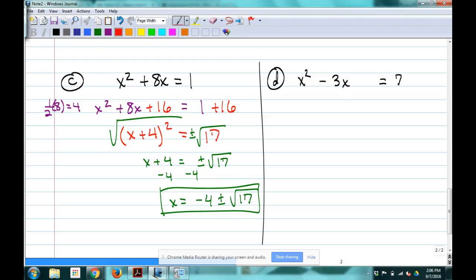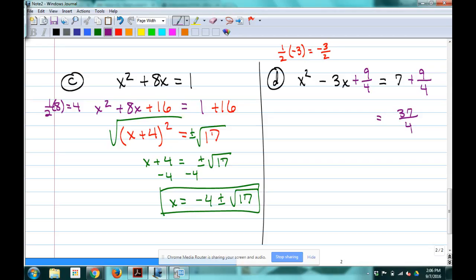So here, this one's already one step ahead. It's already got the constant over there. So half of b, half of -3, is -3 over 2. Right. So I'm adding 9 over 4 to both sides. Good job. That's perfect. So I just need to work out what's 7 plus 9 over 4. 28 plus 9 over 4, so 37 over 4.